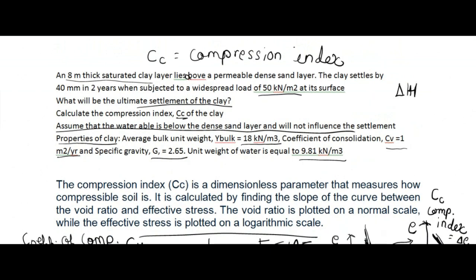So this is our given problem here. An 8 mm thick saturated clay layer is given, and it has a certain spread load, everything is given. Okay, so we will find one by one how to calculate the stuff. Now we will go down and find what we have to do.